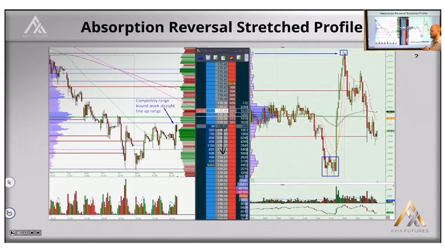So it's now just a little bit of a waiting game. And like I say, with these absorptions, it can take a little while for the trade to actually materialize and work itself out. But all the time, you're taking on information.